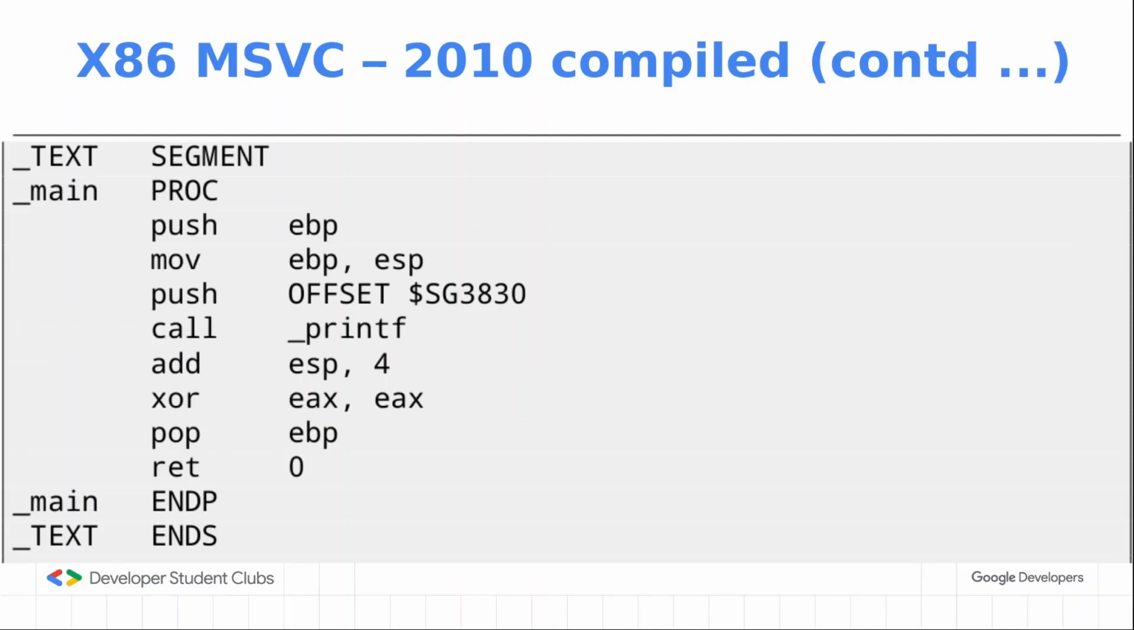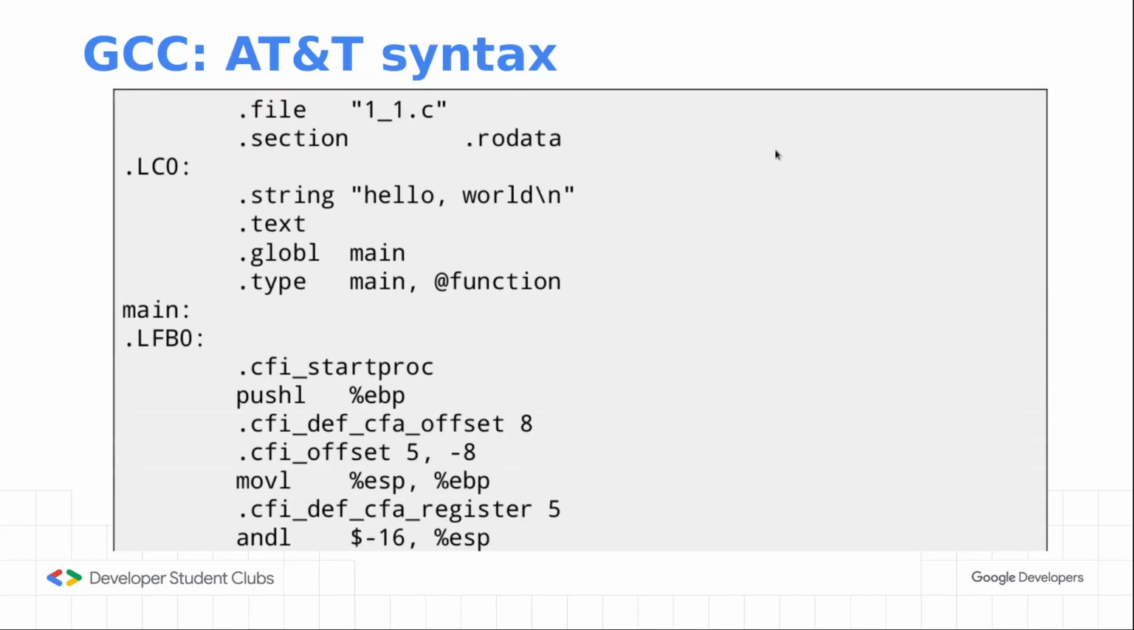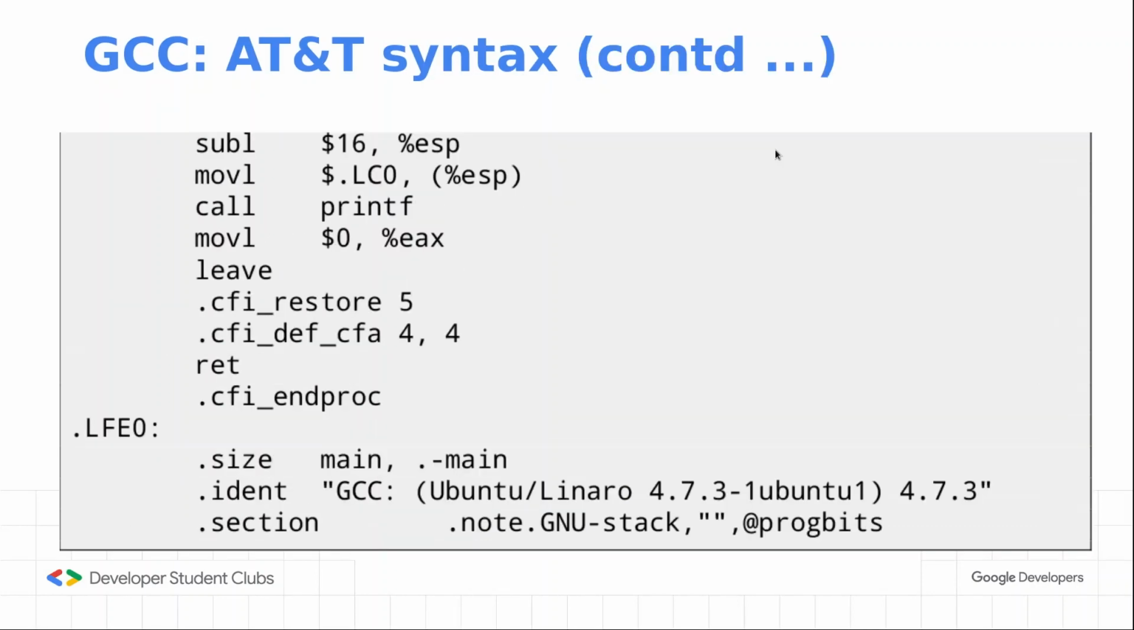And there is this, the continuation part to it. You can see it's almost similar to the one which you saw before. The same concepts have been used here. This is the x86 GCC compiled work. This is the one which I explained before. This is the GCC compiled work, which is AT&T syntax. And this is a continuation to it.